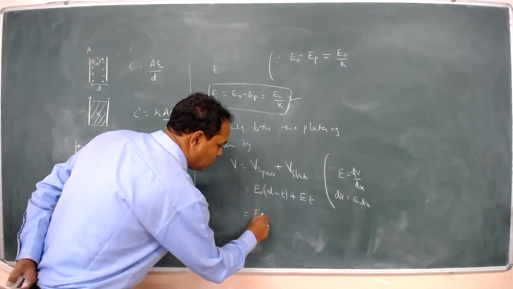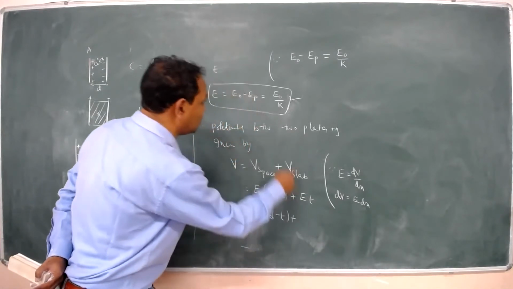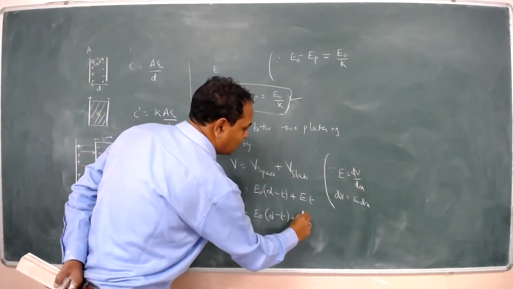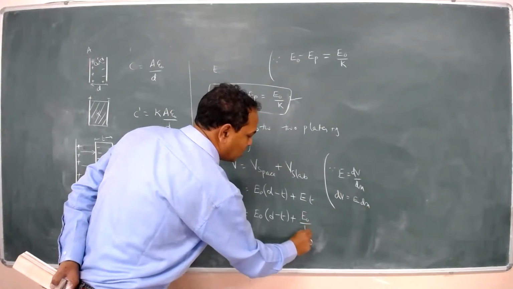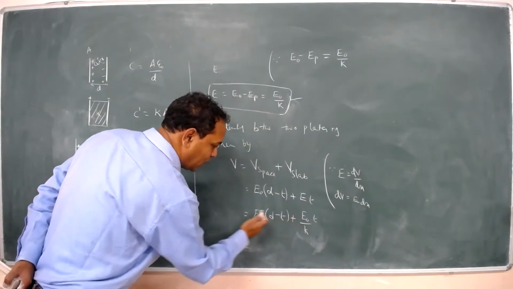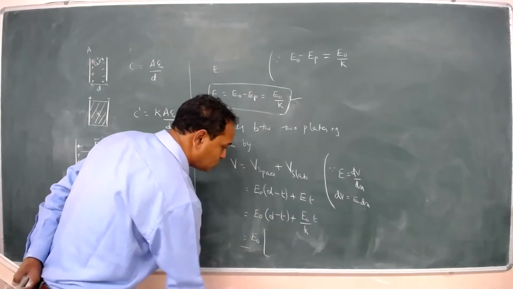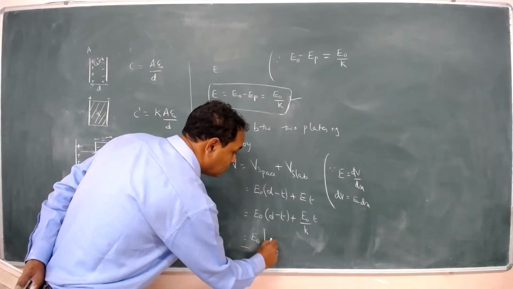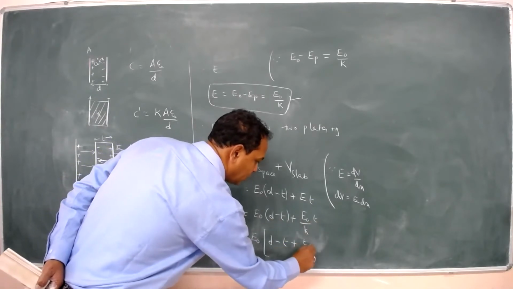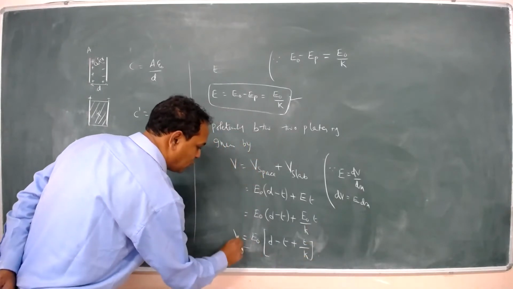Therefore, I can say E0 into d minus t plus, what is E here? We know E is nothing but E0 by K. So I can write E0 by K into t. If I take E0 as common, then I can write d minus t plus t by K. So this is the expression for our voltage V.